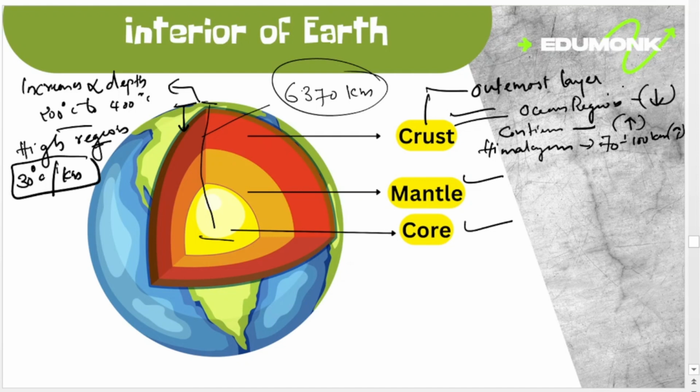Then the crust's outer layer is made up of sedimentary rocks. Beneath that, there would be metamorphic rocks, igneous rocks, and also crystalline rocks. Then we are moving to mantle.